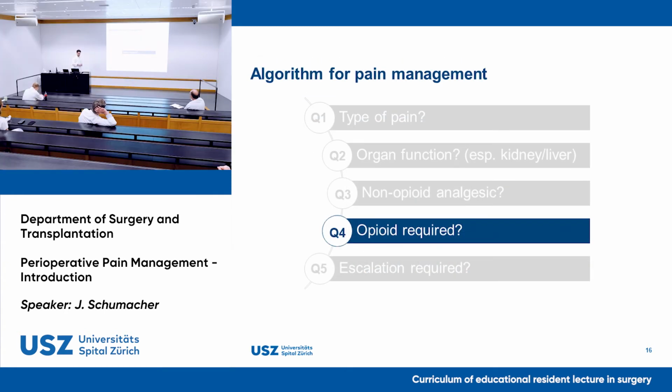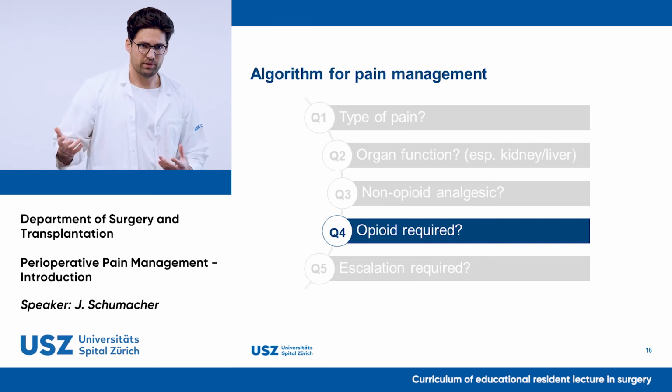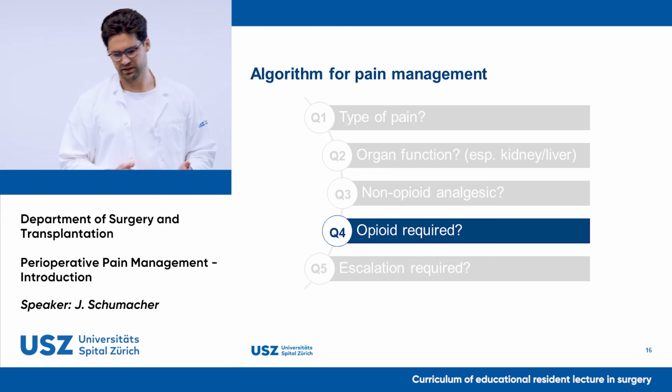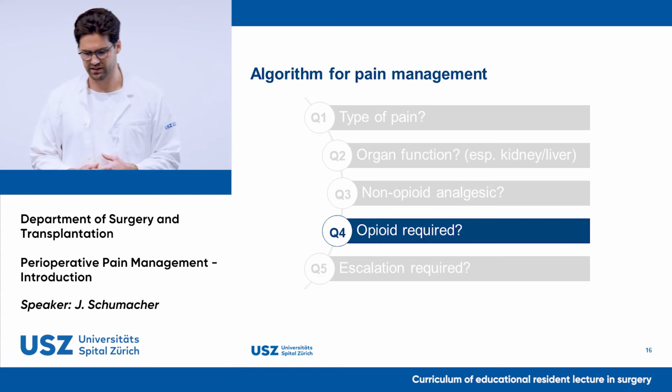And then after we gave the non-opioid analgesic, we can ask ourselves, does my patient need an opioid? If you can answer this question with no, that means my patient does not have more pain, which is good for him. But 6 hours later, when you're not in the hospital anymore, it can be that he has pain suddenly, and so it would be good to have at least a reserve drug.